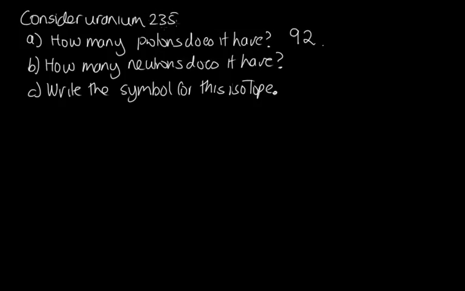Now, 235 refers to the number of nucleons. This is the mass number, which is the number of protons plus neutrons. So to work out how many neutrons, we have to do 235 minus 92. And when we do that, we end up with 143 neutrons. So to write the symbol, we look up the symbol for uranium. It has the letter U. We put the atomic number down here, which is 92, and we put the mass number up here, which is the 235. So that is our symbol for uranium-235.